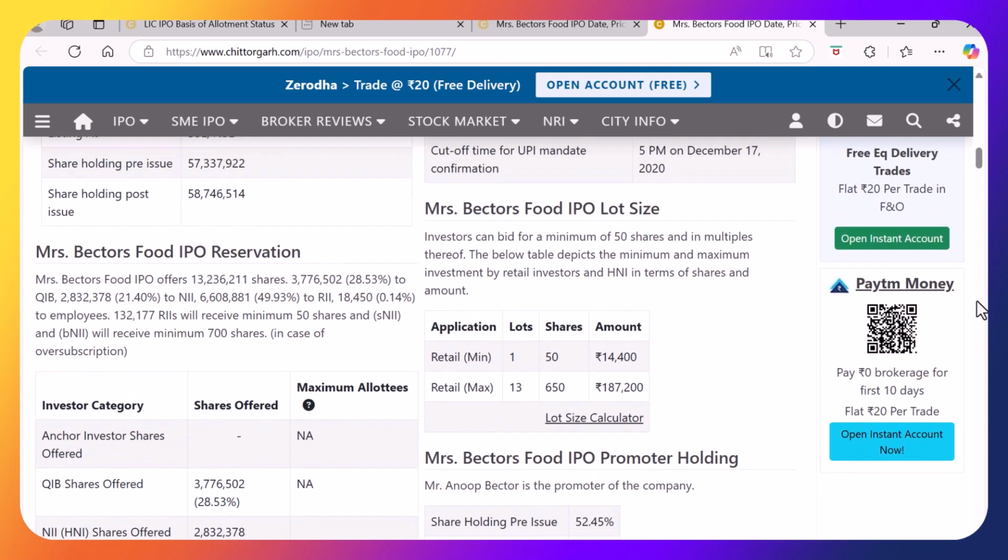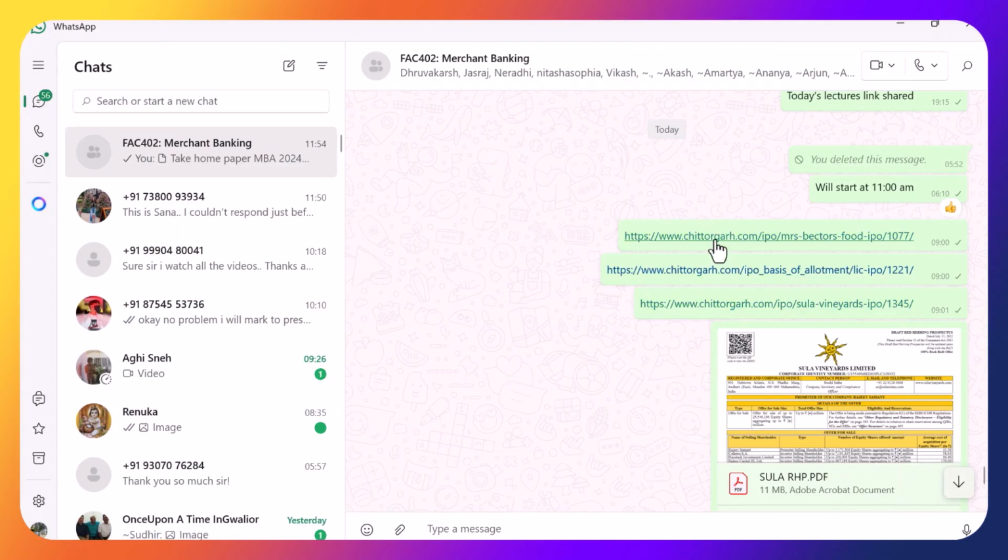Now, we are going to end here and do most of the rest next time. My advice would be to go through all these three: LIC, Bector Foods, Surya Vinayaks, and so on. So just go through them at home, and next time we will be covering these.